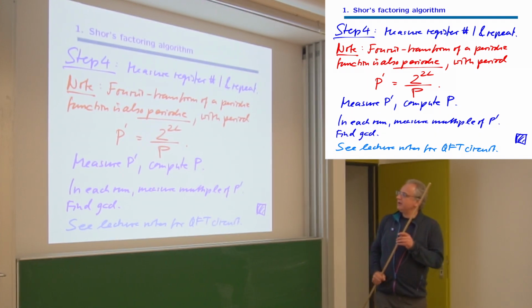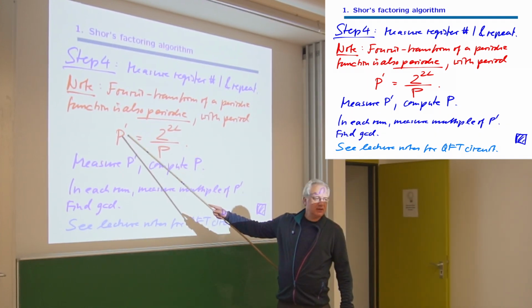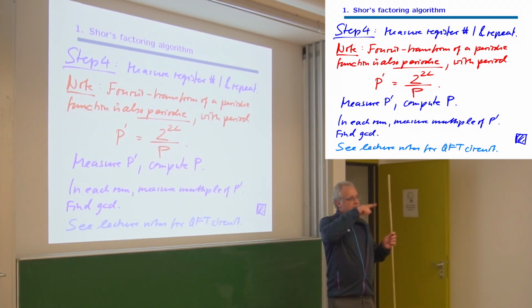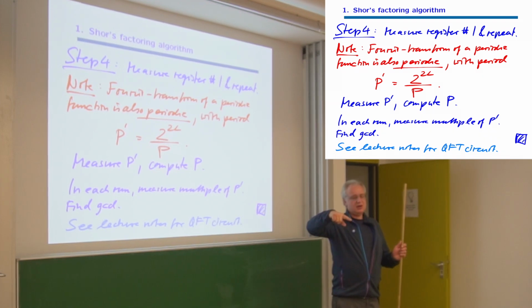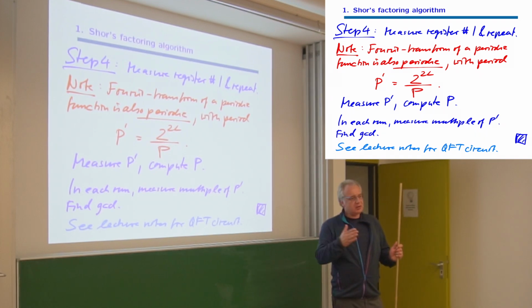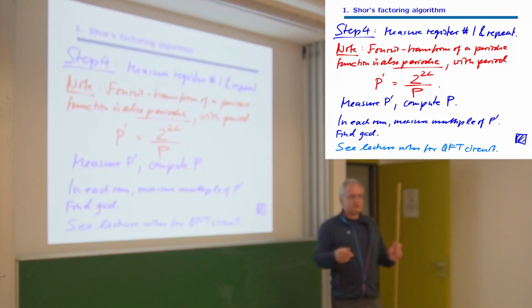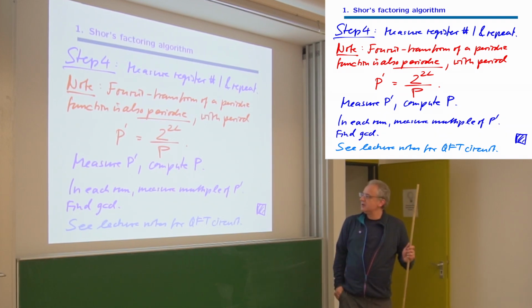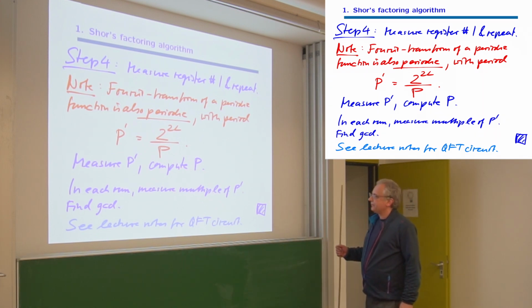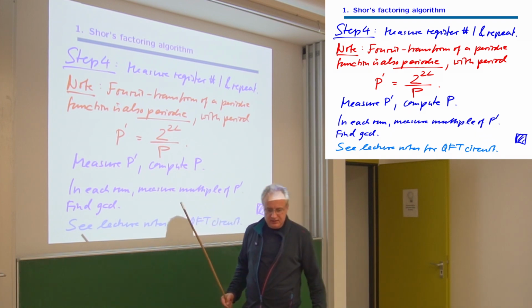Okay, so now in each run, I was assuming that we measure that directly, but that's not the case. What we will be measuring is a peak location of the Fourier transformed function. And so we'll do this a couple of times. Each time we get a multiple of the period. So we compute continued greatest common divisors, and in this way find the period. Okay, so that's the end of it.